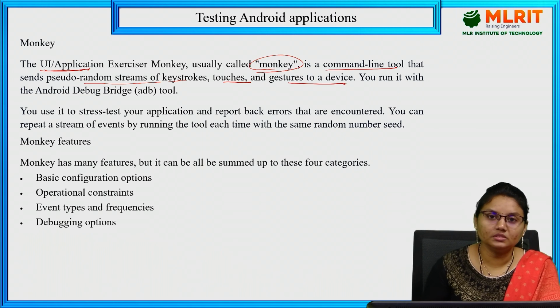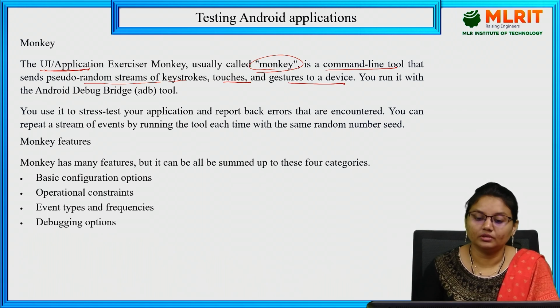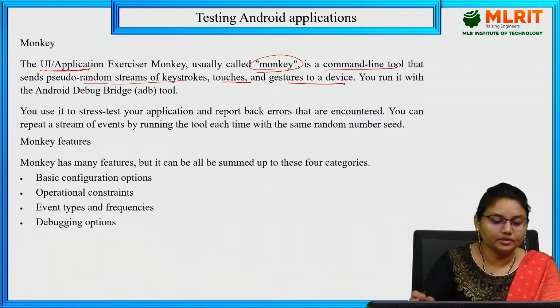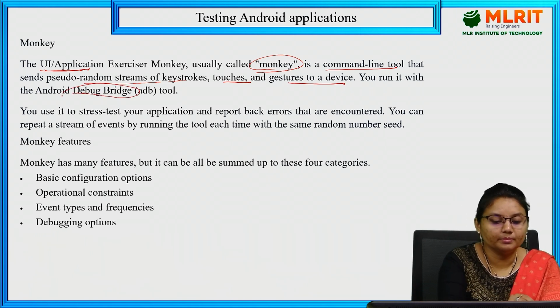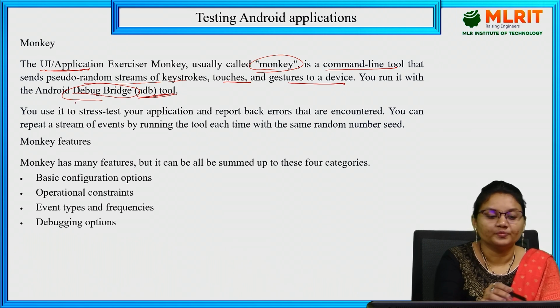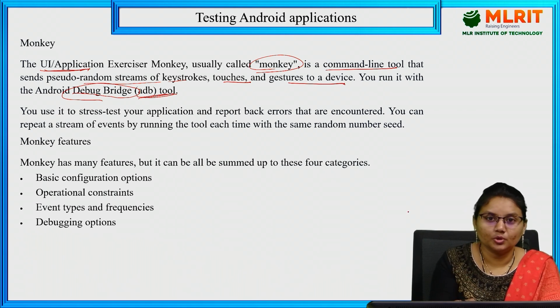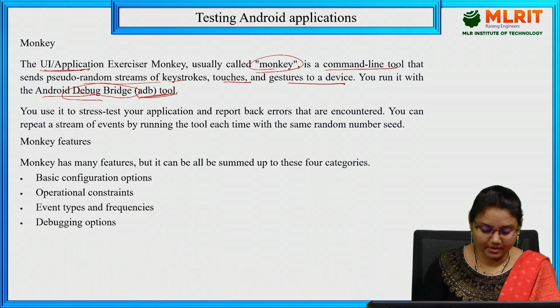So what we will do, since we are using Android here, we may touch it or we may click a button or we may use your keyboards for different strokes or touches or different gestures. So you run it with the Android debug bridge which is the ADB tool. ADB is nothing but an Android debug tool. So monkey is used for the packages with the help of some tool, right? That tool is nothing but Android debug bridge.